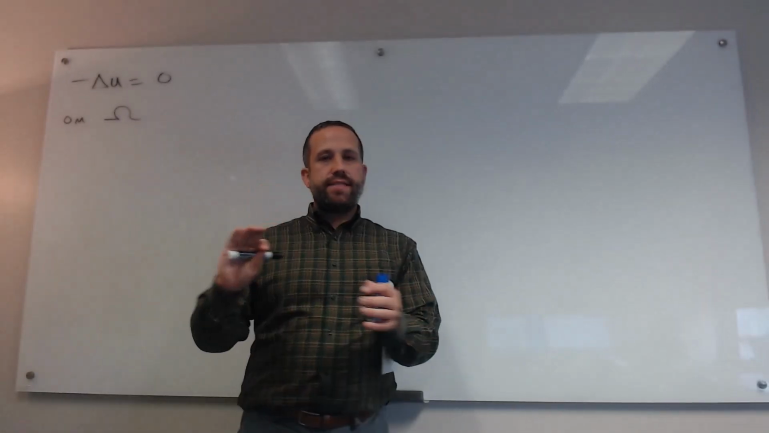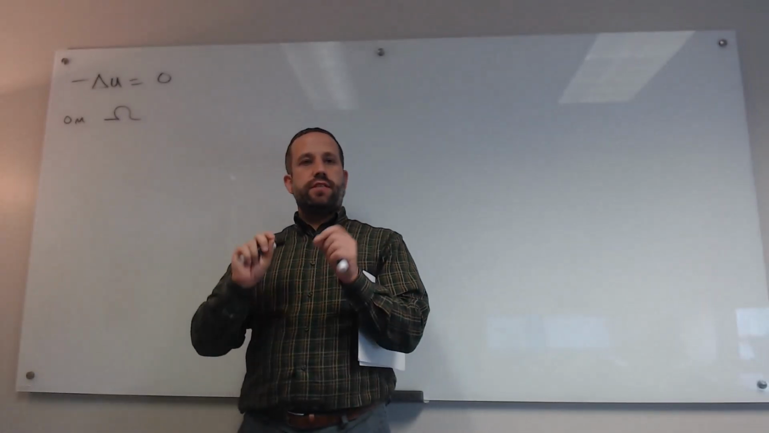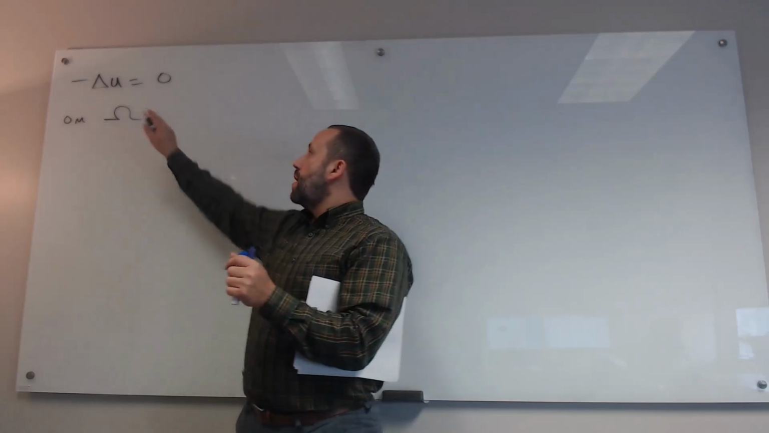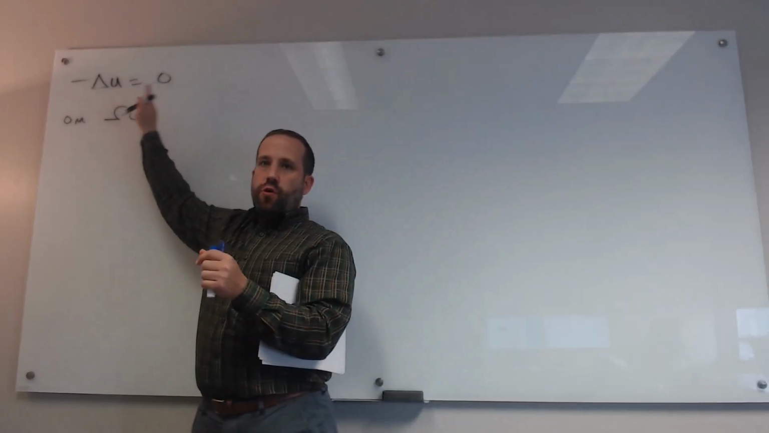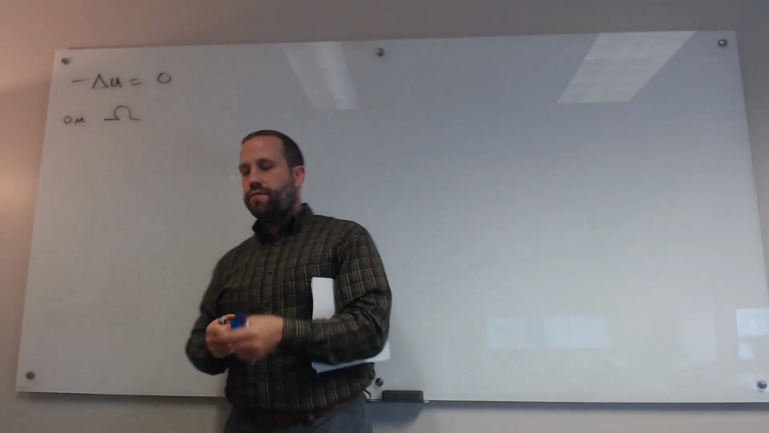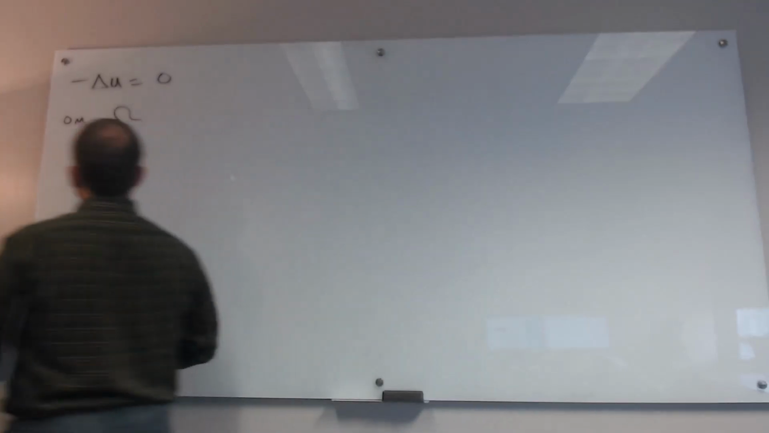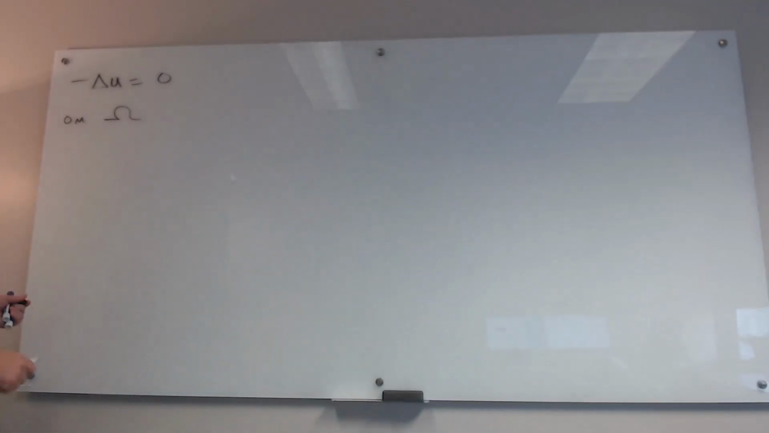The domain itself, I include the boundaries and the interior, but I mean it is Laplacian of u is equal to 0 in the interior of the domain. Okay, so Laplacian of u is equal to 0 in the interior of the domain. It could be all of R2, or it could be some subdomain.